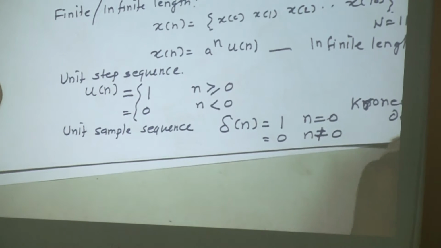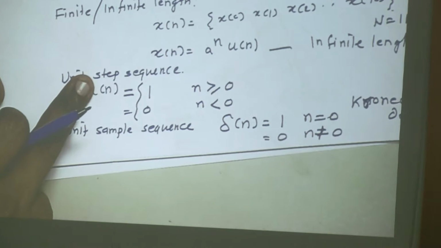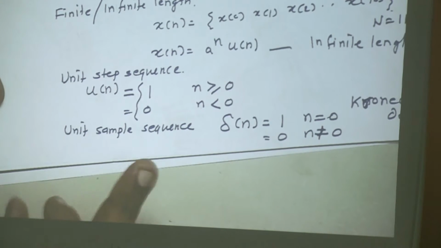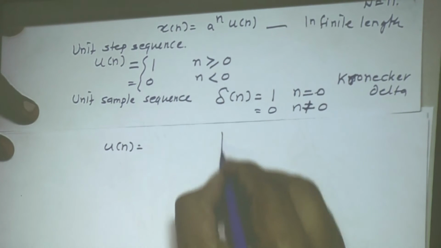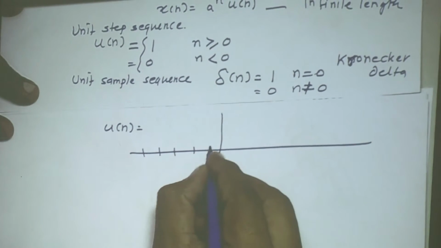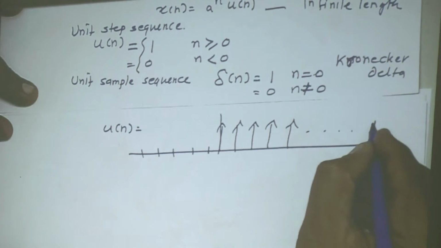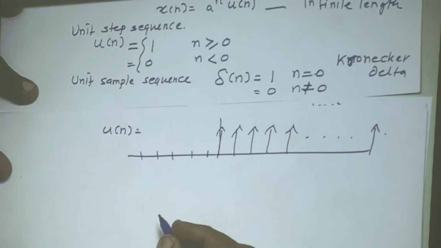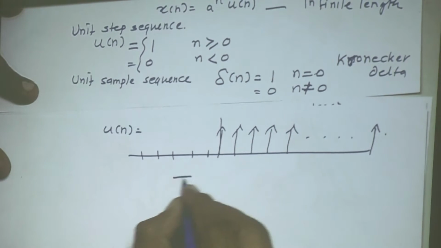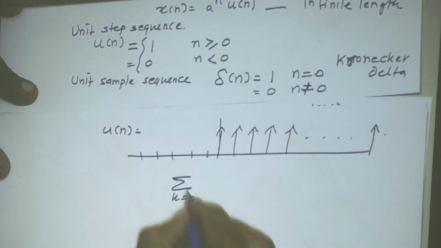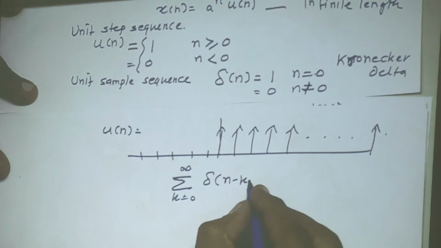So now I can write u[n] in terms of delta[n] and I can write delta[n] in terms of u[n]. Can you write that? Write u[n] in terms of delta[n]. When you plot u[n], it is 0, 0, 0, 0, 0, 1, 1, 1, 1, 1 and so on. This is a unit step sequence. How do you write this? This can be written as the summation of k going from 0 to infinity of delta[n minus k]. That is all.